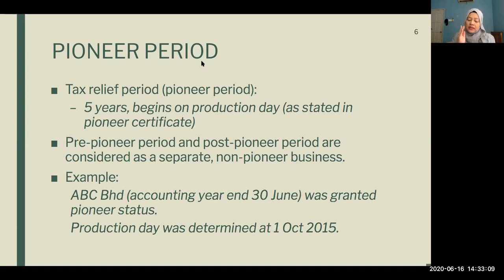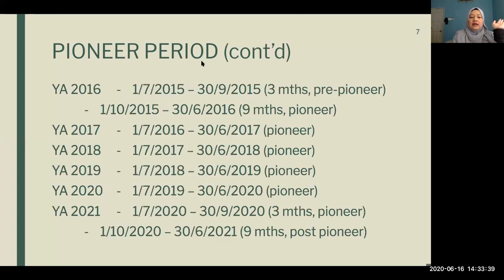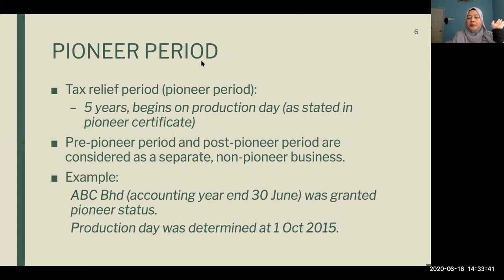So once you know that this is a 5 years period and starts on a certain date, then you have a period we call the pre-pioneer. Any period before the production day is what we call the pre-pioneer period. Then you have the pioneer period, and then the post-pioneer period. The pioneer period is for 5 years. You have to treat these separately because there's a tax implication for these three. The pre-pioneer period and post-pioneer period are considered a separate non-pioneer business.